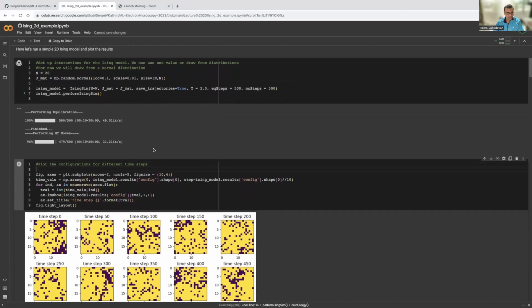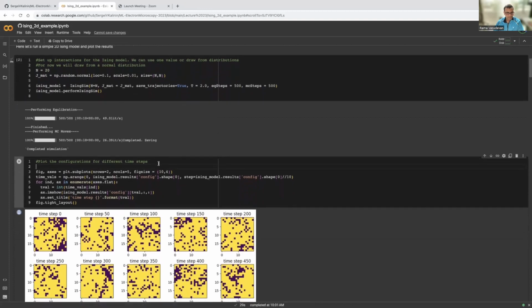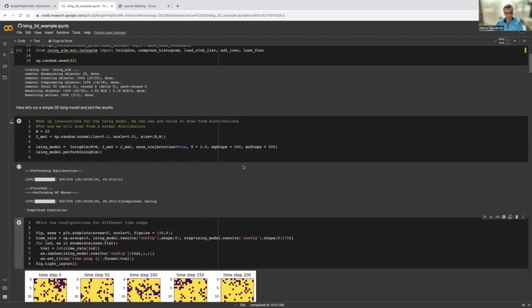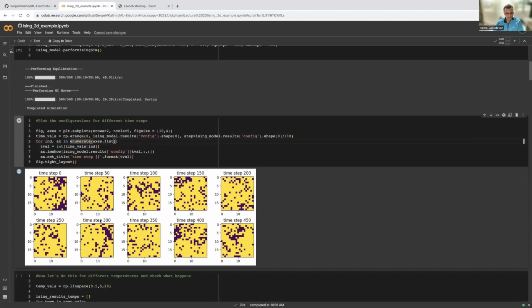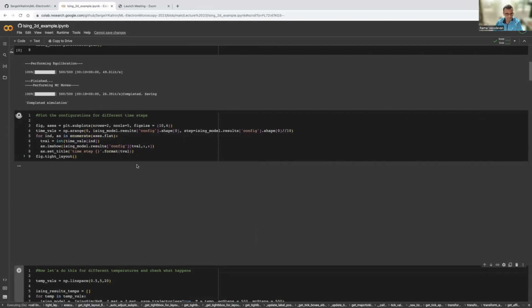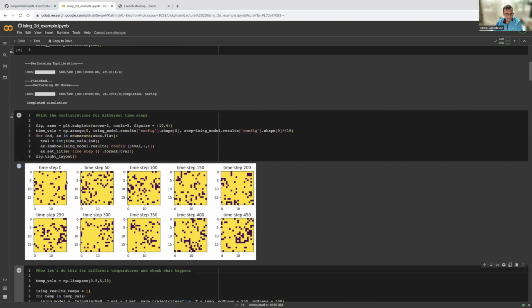What I want to do here is plot the results of the simulation for different time steps. I've performed the simulation for 500 time steps, and I just wanted to have a look at how this behaves over time. So let's have a look at that. You can see exactly what's happening to the simulation over time by looking at these different configurations. This is an n by n matrix, 20 by 20.